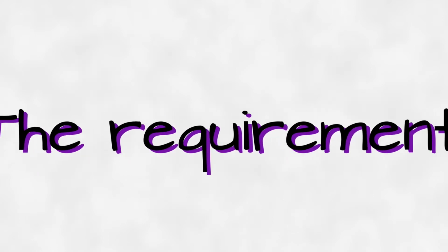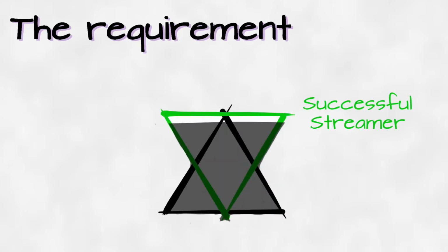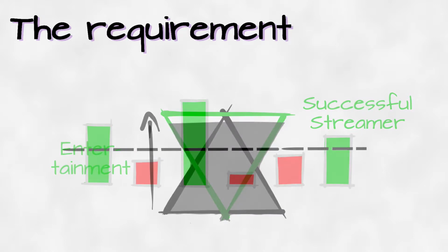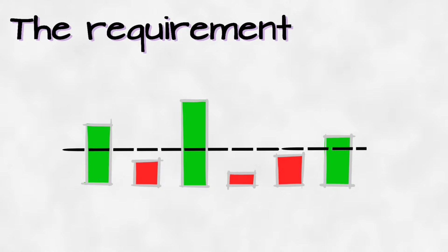The requirement. But let's start at the beginning. What is the requirement for being a successful streamer? I'd say to be entertaining. Because that is why the majority of people watch streams. They want to be entertained. There are a lot of ways one can be entertaining. We already took a little peek at different ways to achieve that goal.